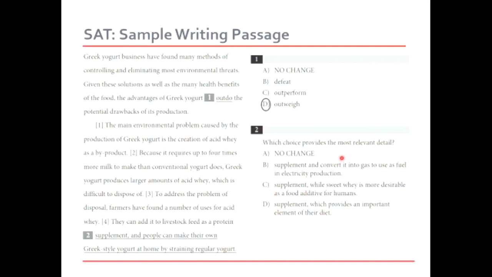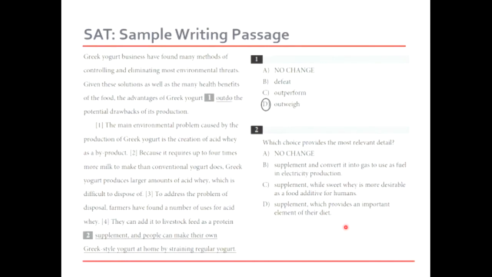Which choice provides the most relevant detail? A, no change. B, supplement and convert into gas to use as fuel in electricity production. C, supplement while sweet whey is more desirable as a food additive for humans. D, supplement which provides an important element of their diet.